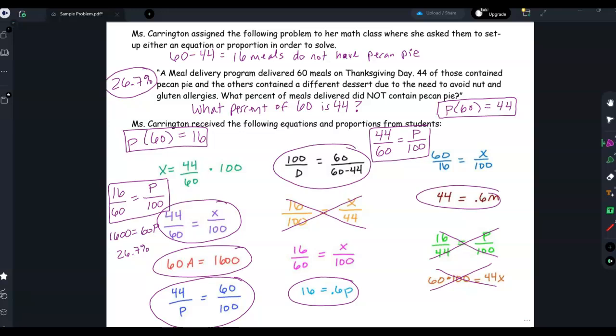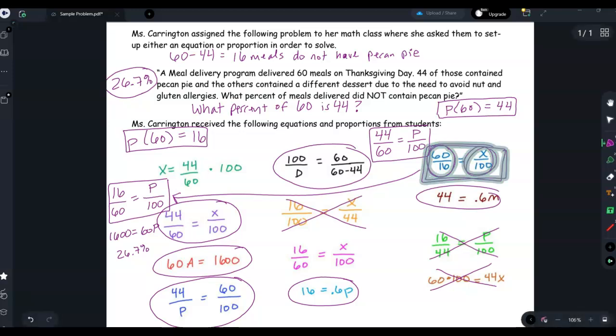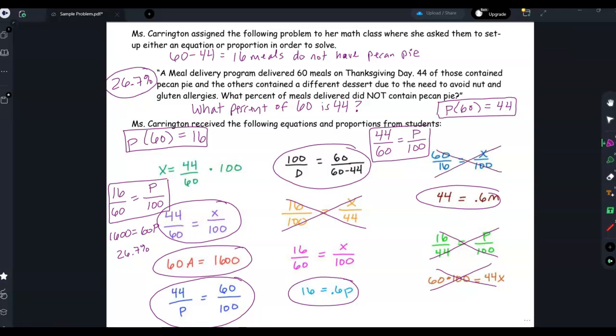Let's go to this one. Does that look like either of them I have? It looks kind of similar to this one over here. Is it consistent? It's not. They flipped the 60 and the 16, which you can do. You can switch those two as long as you also switch them over here, but they didn't switch them over here. So they left the X over 100. If I cross multiply on that one, I'm not getting the same answer. So that one does not work.